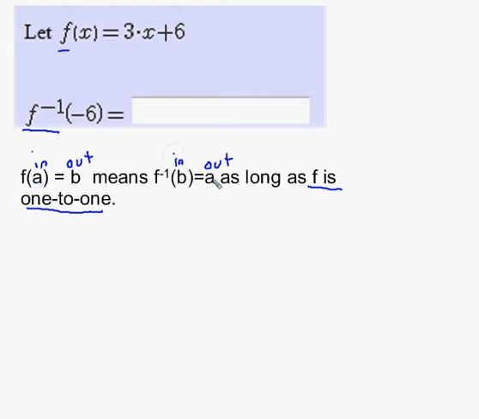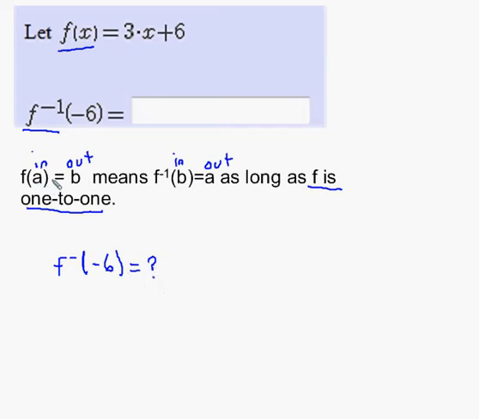A is out here, meaning the input of f becomes the output of f inverse. And notice the output of f becomes the input into f inverse. So one way to evaluate f inverse of negative 6 is to simply translate the question in terms of the given information, f. So that would look like this. We know that f inverse of negative 6 is equal to some number that we're trying to find, so I just put a question mark there.